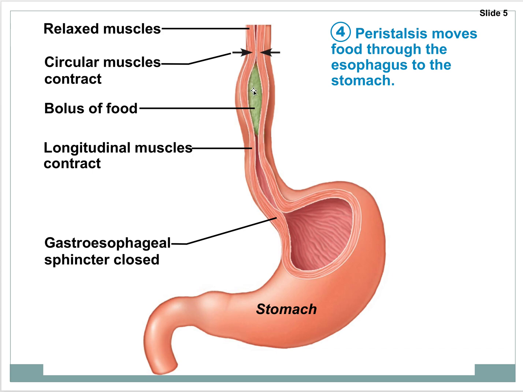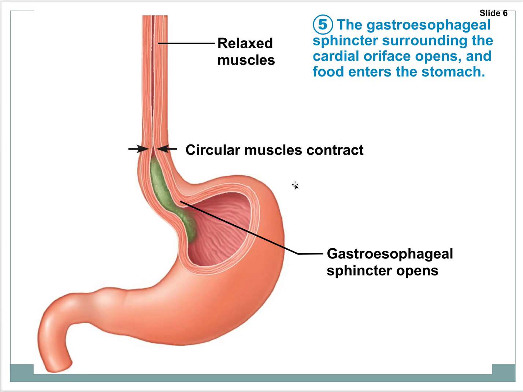While the food or bolus is in the esophagus and moving through peristalsis down towards the stomach, the lower esophageal sphincter is closed also. So during the esophageal phase, both sphincters are closed, okay? We should only have opening of the lower esophageal sphincter in the case that food is moving from the esophagus into the stomach.